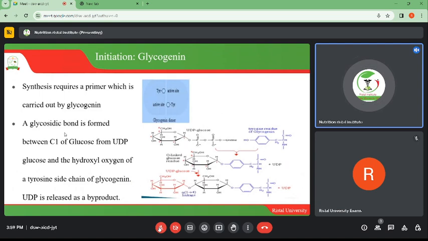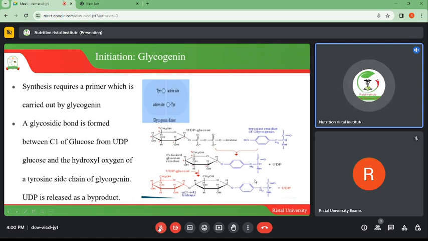So let's get into the second step, which involves a molecule called glycogenin, as the synthesis requires a primer, which is carried out by glycogenin. For these reactions to continue, you need a primer, meaning some preformed glucose molecules. When you look at UDP on this side here, I hope you see my cursor, the UDP here is joining up glucose to glycogenin, sorry.